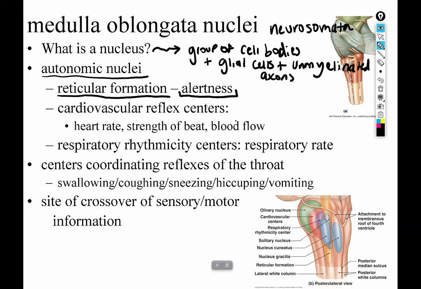So I mentioned the cardio acceleratory and inhibitory centers already. So those are going to determine rate. Strength of beat means how hard the heart is contracting. So is it casually squeezing or is it slamming shut? And via the influence of blood vessel diameter, blood flow. So the respiratory rhythmicity centers are also in there. So you have an example, I'll just give you an example.